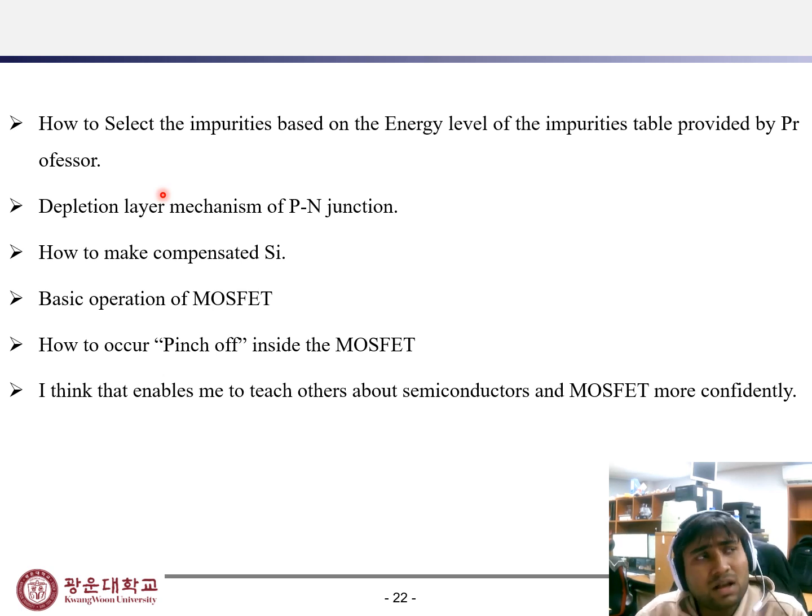Overall, in my calculation, I think I am now able to teach others about semiconductors and the MOSFET more confidently. I could not do that before this class.